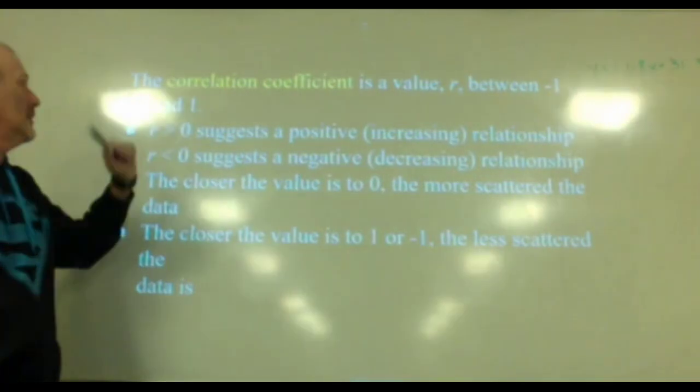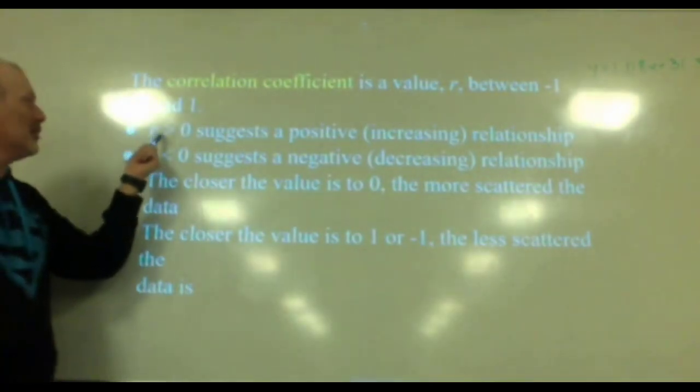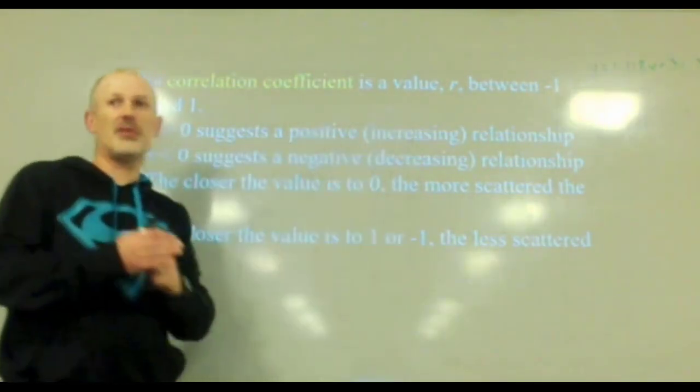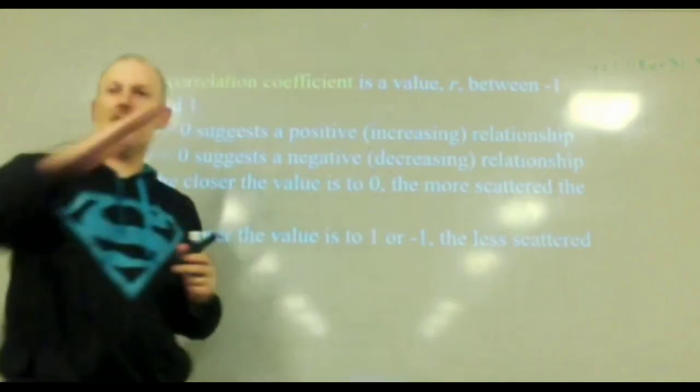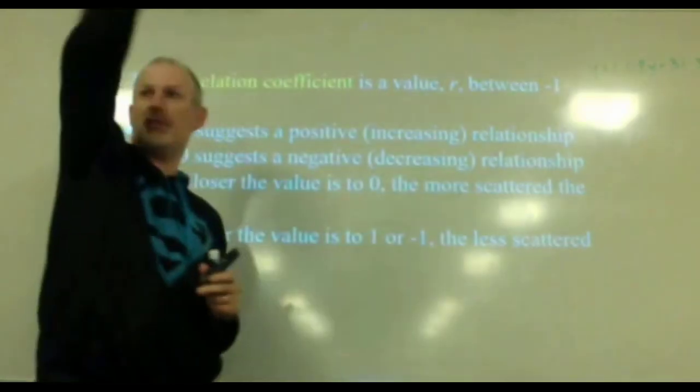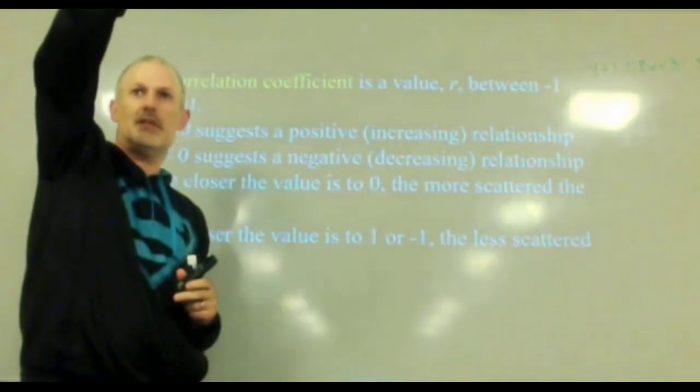Always. So if the R value is greater than 0, that suggests a positive or an increasing relationship. In other words, that line that you're estimating with is going to have a positive slope. So as one thing increases, the other thing also increases. That's the idea there.